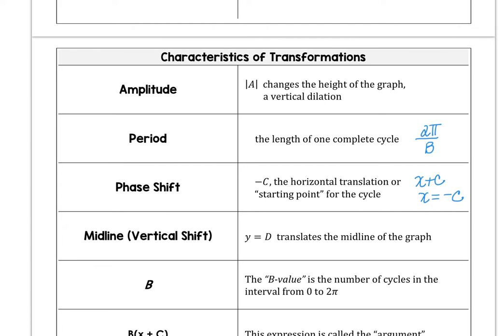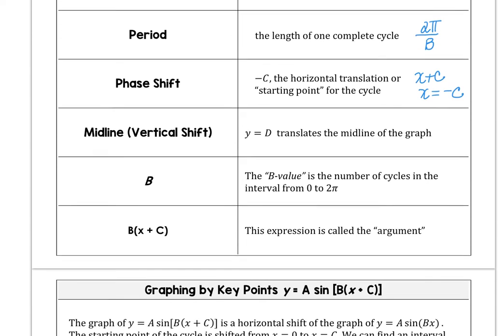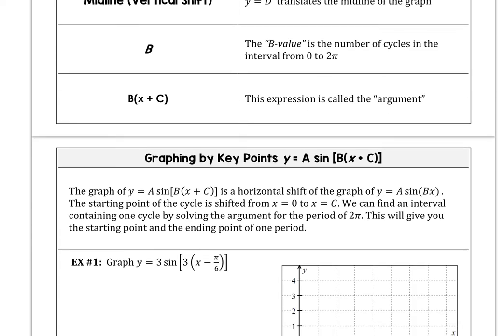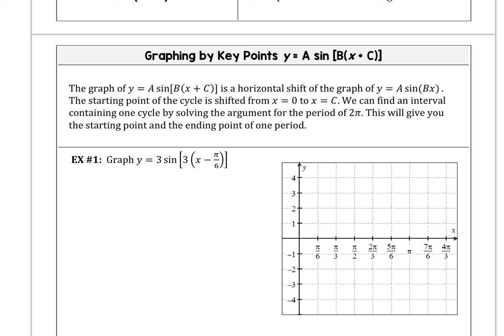And the b value is the number of cycles in the interval from 0 to 2 pi, and then the final frame, b times x plus c. This expression we call the argument of the function. Let's look at graphing by key points using that formula.